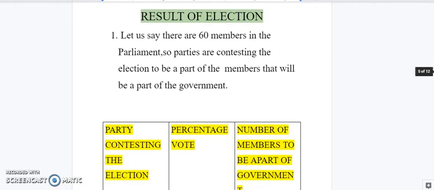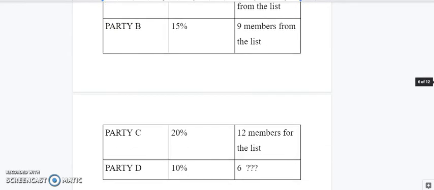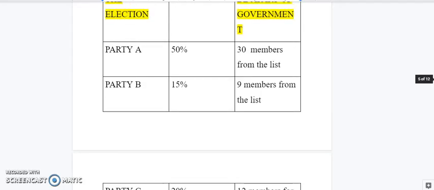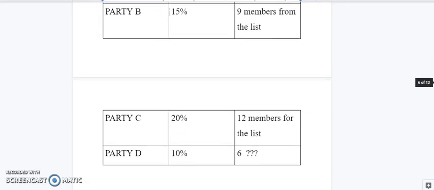So 4 parties contested the election: Party A, B, C, and D. Party A got 50% of the vote, meaning that 50% of the voters voted for Party A. Party B got 15% of the vote. 15% of the voters voted for Party B. Party C got 20% of the vote. 20% of the voters voted for Party C. Party D got 10% of the vote, meaning that 10% of the voters voted for Party D.